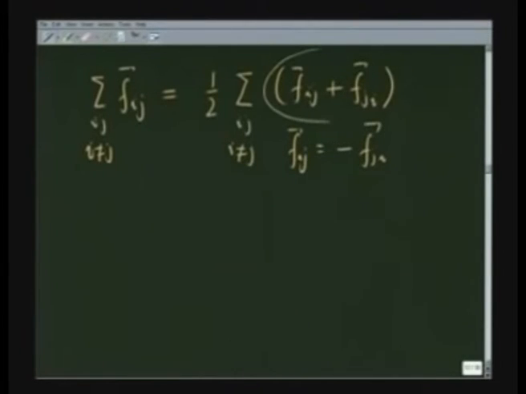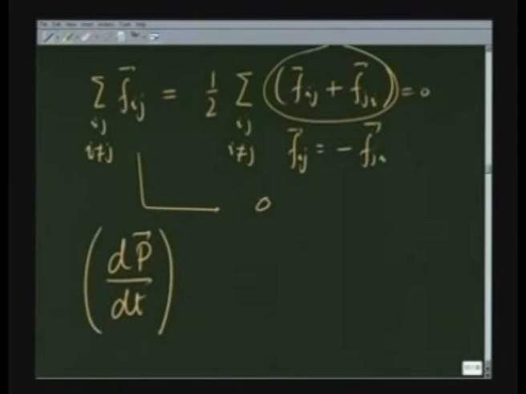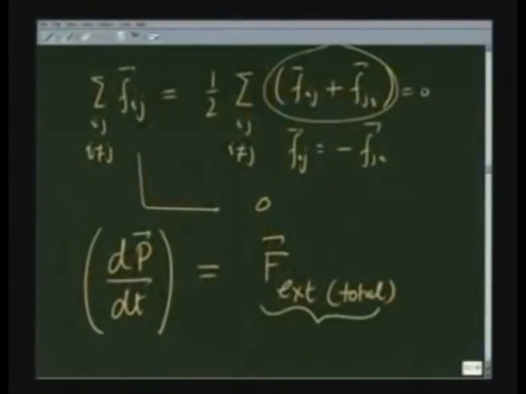So this term adds up to 0, and therefore what we learn is dP/dt for a many particle system is also equal to F external only, where F external is the total force. It is the sum of individual forces applied on each particle. This is a general statement, and you can right away see that if F external is 0, then dP/dt is going to be 0, and therefore net momentum is going to be conserved.